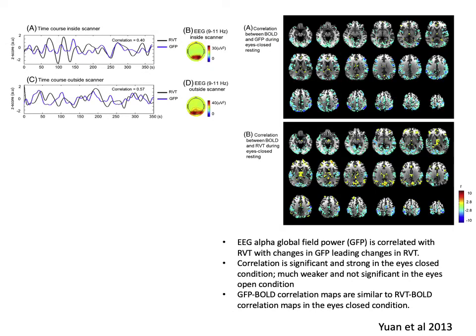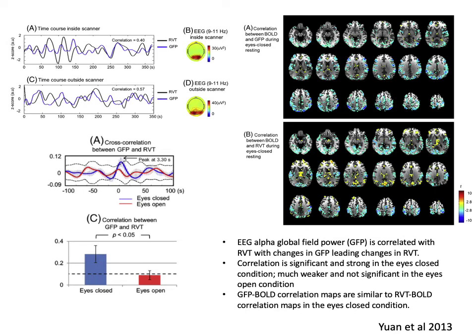Time-lag versions of GFP and RVT were both correlated with the BOLD signal across multiple brain regions. Interestingly, the authors found that the effects were significant when the subjects had their eyes closed, but not when the subjects had their eyes open. These findings suggest that under some conditions, fluctuations thought to be due to respiratory activity may actually reflect underlying neuronal activity that drives both respiratory activity and BOLD signal fluctuations.